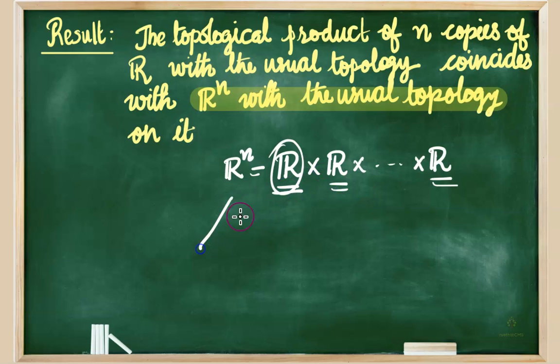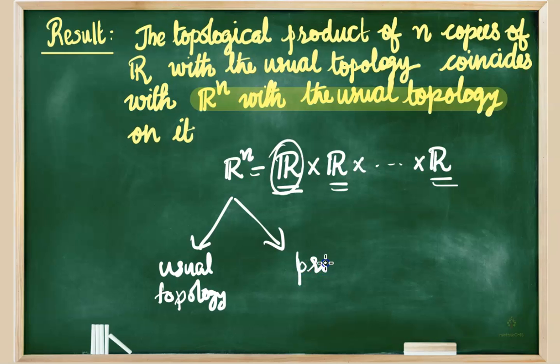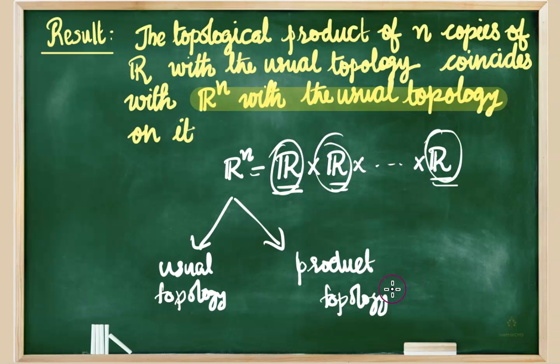So we have two topologies on Rn. One is the usual topology defined on Rn, that is the topology induced by the usual metric on Rn, and another is the product topology, which can be constructed using the usual topology on each of these spaces R, and we claim that these two topologies in fact coincide with each other. That is, the usual topology on Rn coincides with the product topology on Rn.